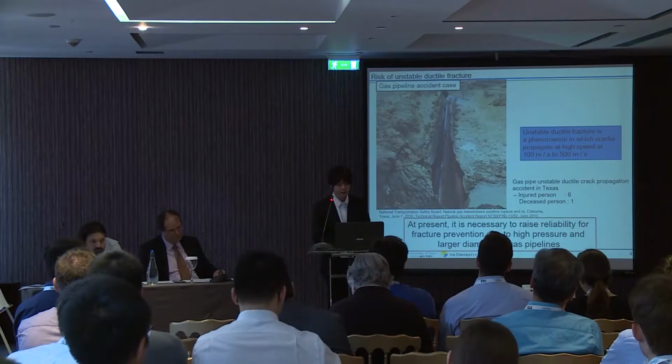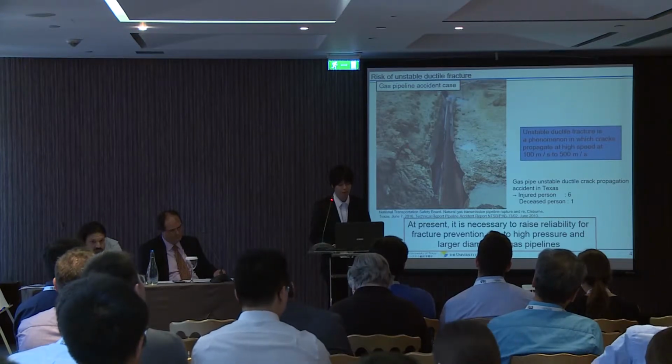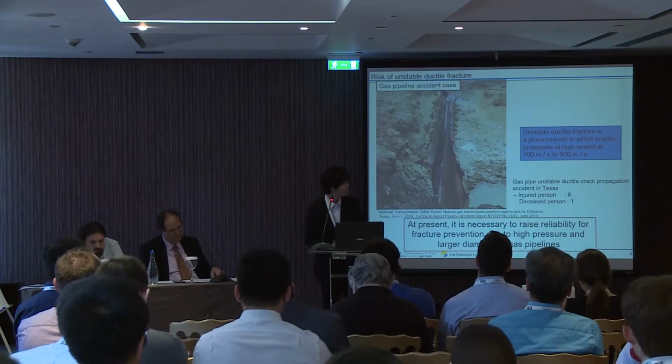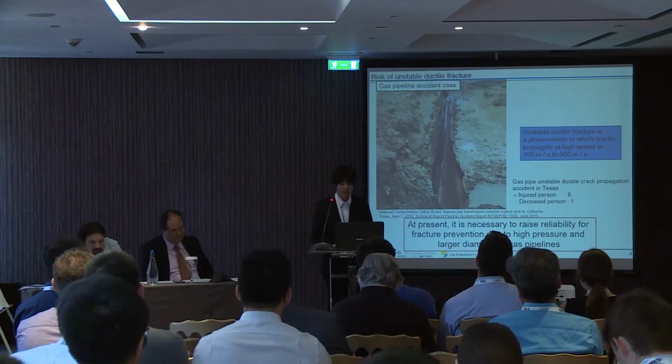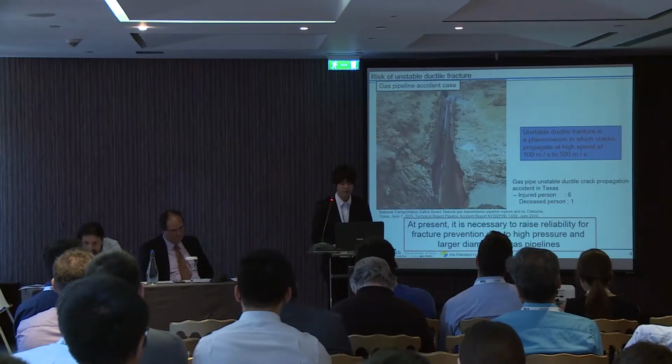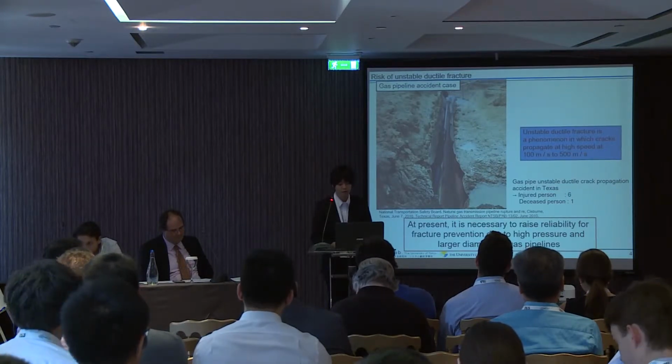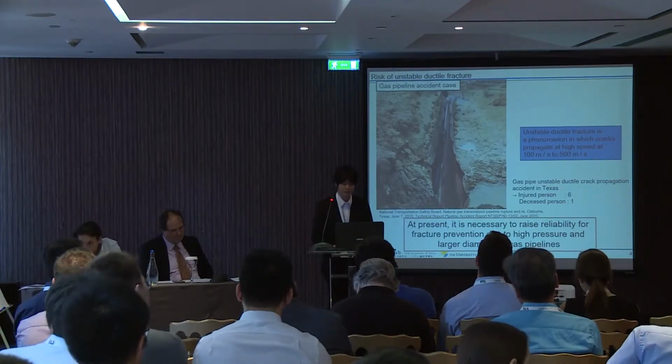Unstable ductile fracture is a phenomenon in which a crack propagates at high speed, from 100 meters per second to 500 meters per second. At present, it is necessary to raise reliability for fracture prevention due to high pressure and large diameter in gas pipelines.